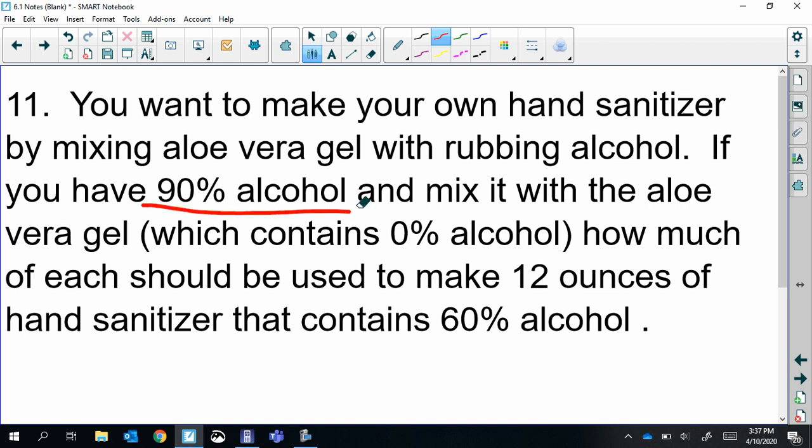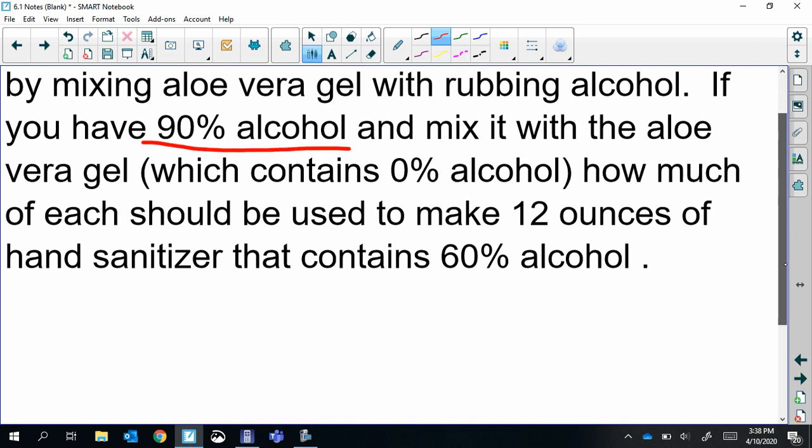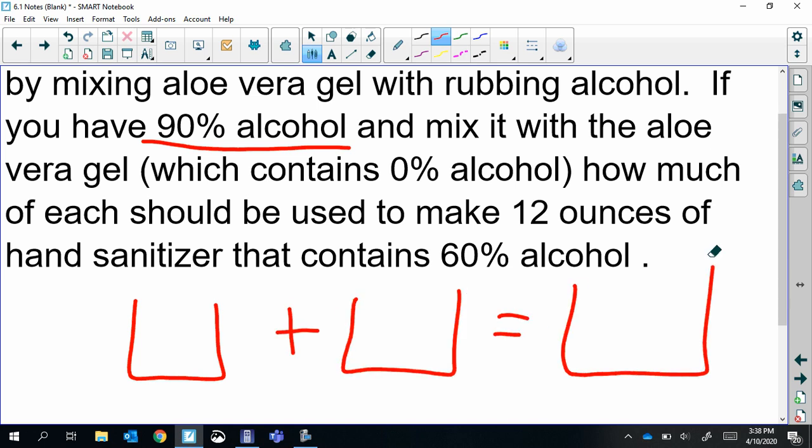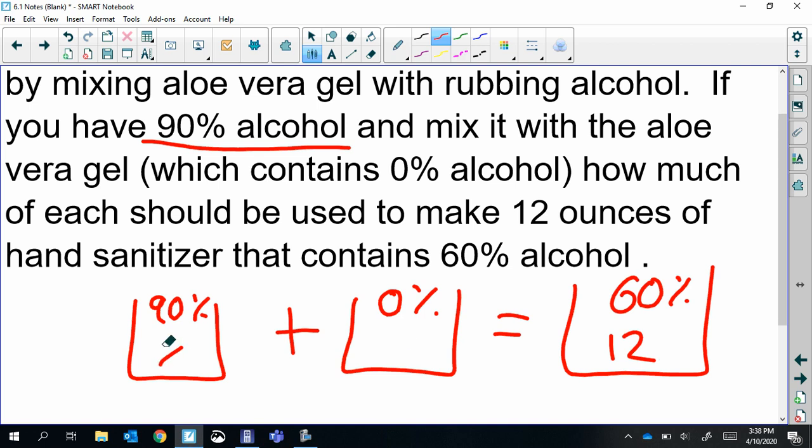So if you had 90% alcohol, and you're going to mix it with aloe vera gel, which is 0% alcohol, how much of each would you use to make 12 ounces of hand sanitizer? That needs to be 60% alcohol. So again, we are mixing two things to make our final result. We know our alcohol was 90%. The aloe is 0%. We're trying to make 12 ounces total. And it says how much of each. So this would be X and Y.